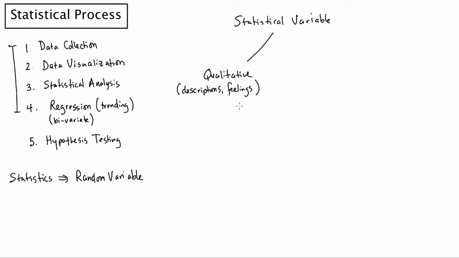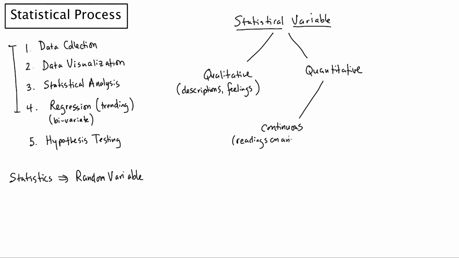There is room for qualitative variables, but this is a quantitative reasoning class, and so we're going to be spending most of our time looking at quantitative variables. And among quantitative variables, there are two different types. There are continuous quantitative variables, or continuous random variables is usually what we'll call them. And what a continuous random variable measures is basically readings on an interval.